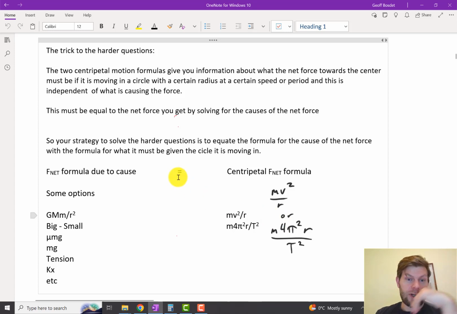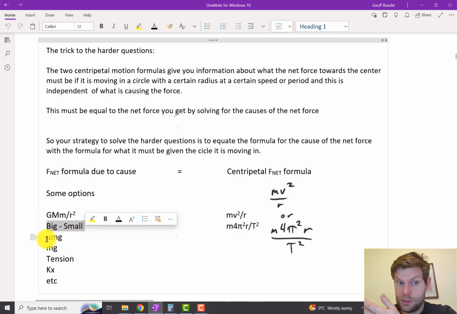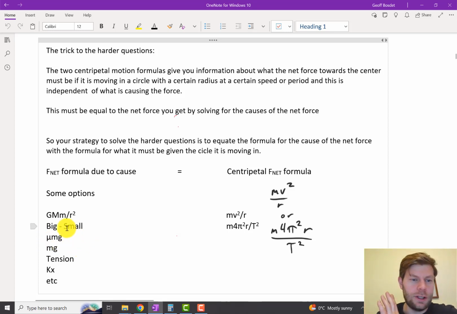So our big trick is we come up with a formula for the net force because of what's causing the net force. So whatever that is, very situation dependent. Just look at your situation to figure out what's causing the net force. The net force must be towards the center of the circle. So that could give you a clue on what's the bigger force, or if you've got a big amount of small, or just what the net force might be. And then just make it equal to one of these two formulas, mv squared over r, or m 4 pi squared r over T squared.